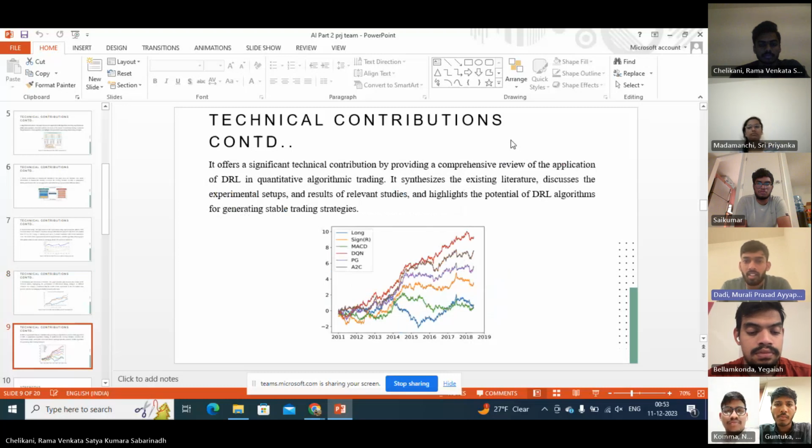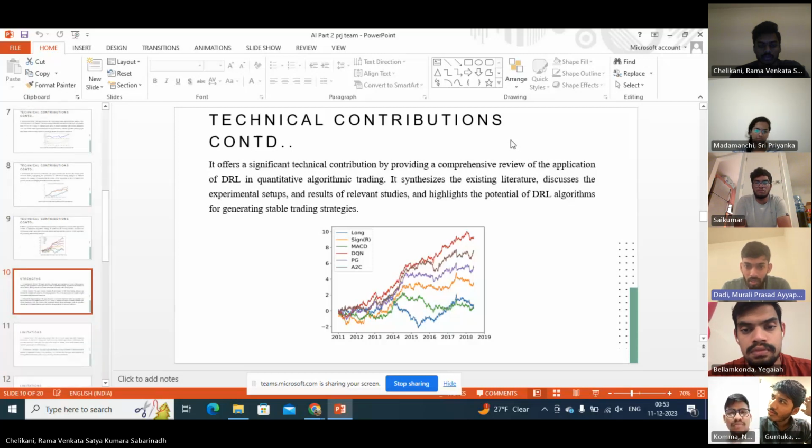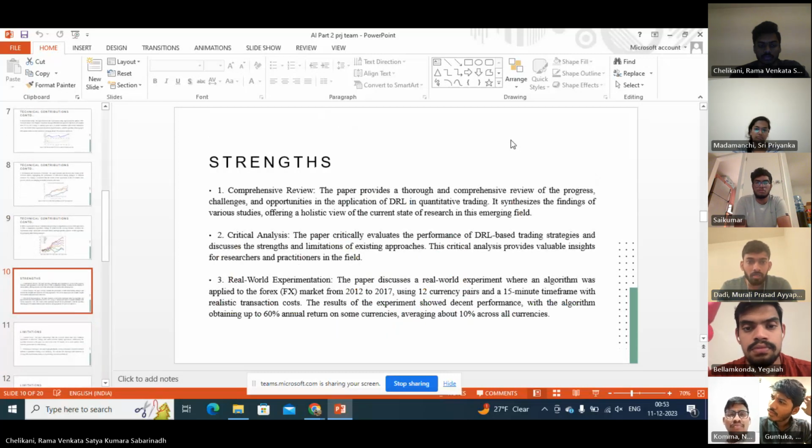And it offers a significant technical contribution by providing a comprehensive review of applications of DRL in quantitative algorithmic trading. You can see the mark from top to bottom: synthesizing the existing literature and discussing the experimental setups from long-short, MACD, DQN, PG and A2C, to highlight the potential of DRL algorithms between 2011 and 2019, generally stabilizing the trading strategies.